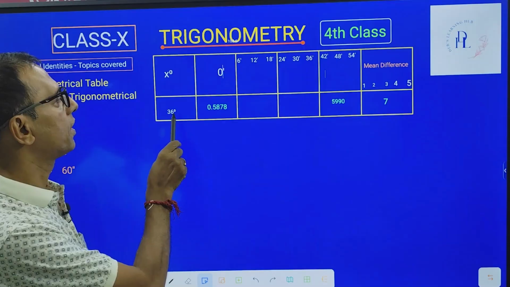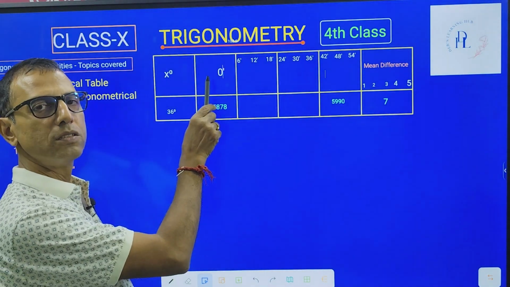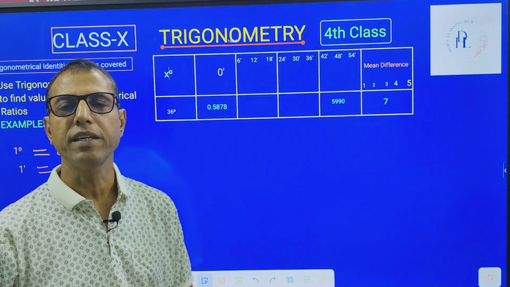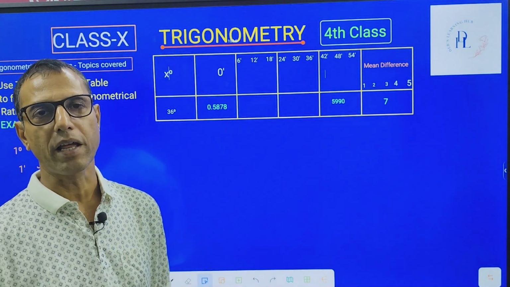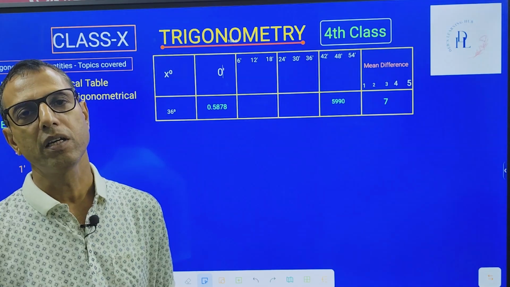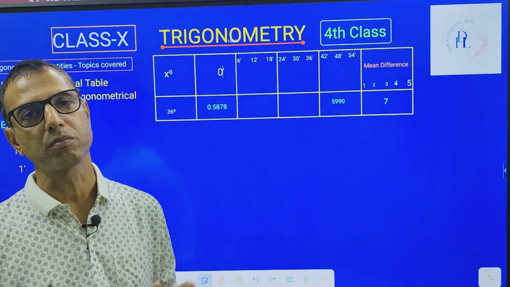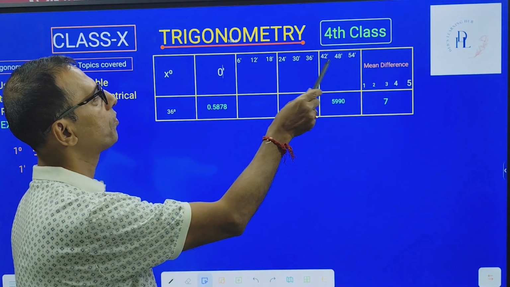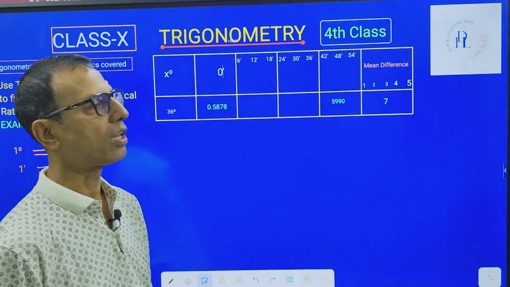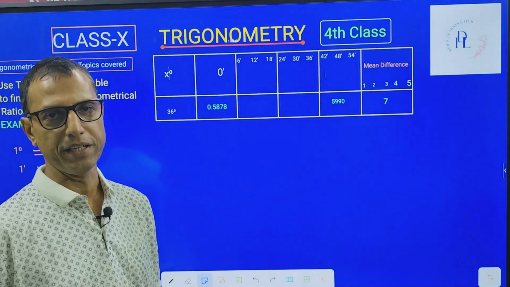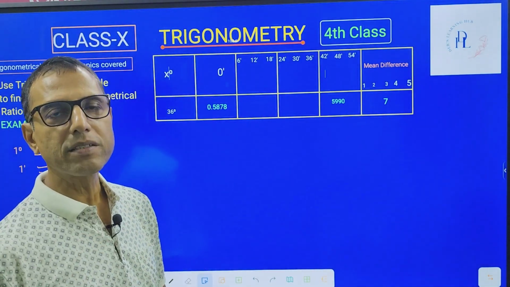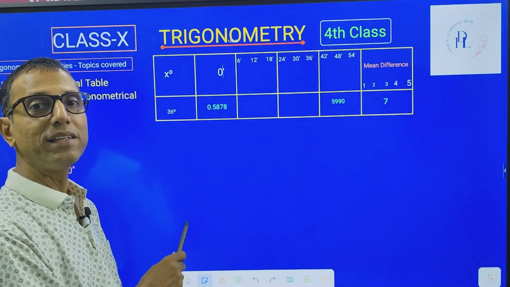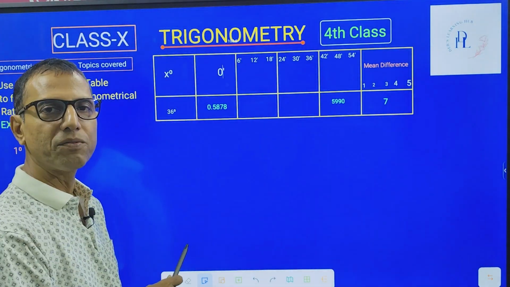The first column is degree, the second column is 0. In the table, 1 degree has been divided into 10 equal parts, and the difference between 2 columns is 6 minutes. So from 0 to 54 you have a total of 10 columns against every degree. In the first column you have all the degrees: 1 degree, 2 degree, 3 degree up to 90 degree.